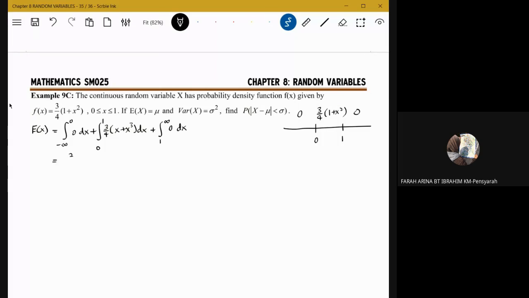So we're going to have 3 over 4, x squared over 2, x^4 over 4 from 0 to 1. So it's half plus 1 over 4 minus 0. So your E(X), we're going to have 9 over 16. So yang ini kita dah settle. To find the variance, you need the E(X squared). So we need to find it first. Baru kita pergi kepada variance.